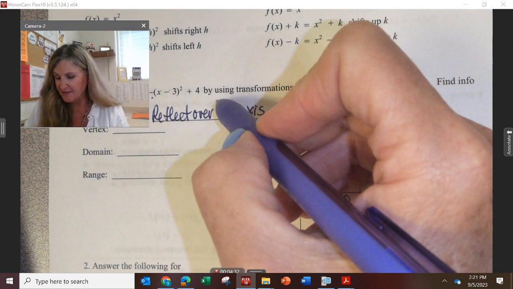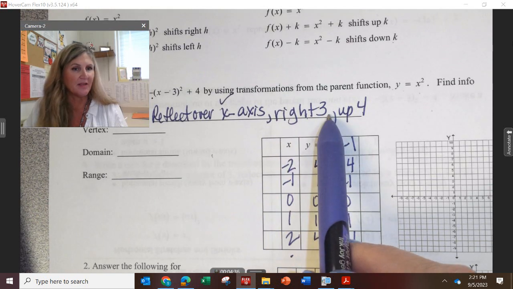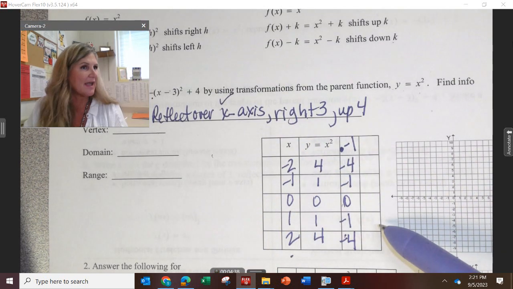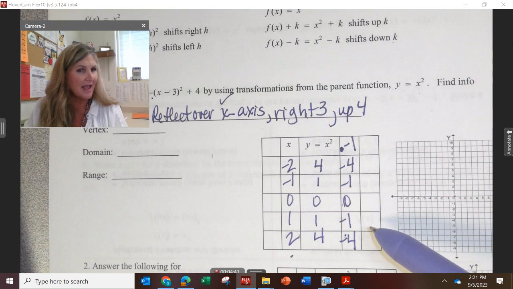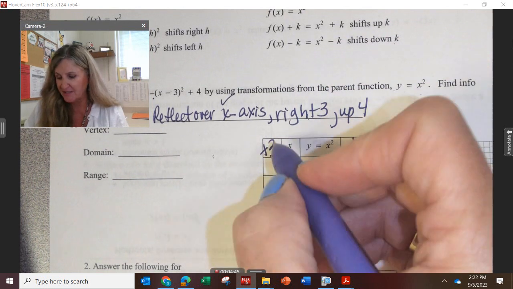So we took care of this. The next thing that happens, we have this shift to the right 3. Does that affect the x or the y if we go to the right? X. So we're going to have to add 3 to all of our x's.